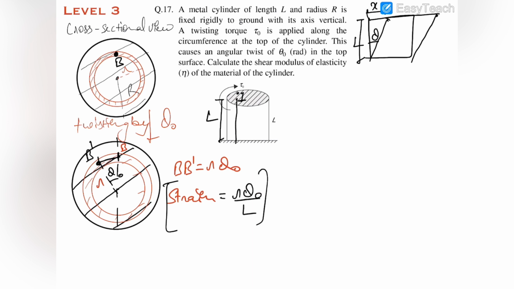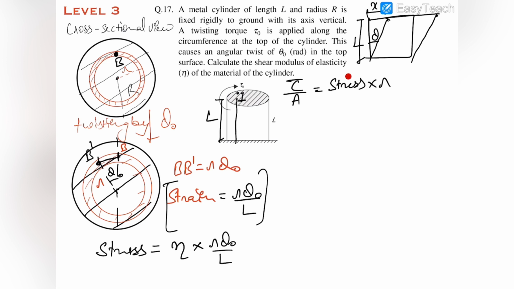This is the strain. And the stress developed at this point will be eta, the modulus of rigidity, into strain, which is r theta naught by L. So stress is force per unit area, and therefore we can say that torque per unit area will be equal to stress into the radius r, because stress is force per unit area and force into r is torque. So torque per unit area dA is equal to stress, which is eta r theta naught by L, into r.